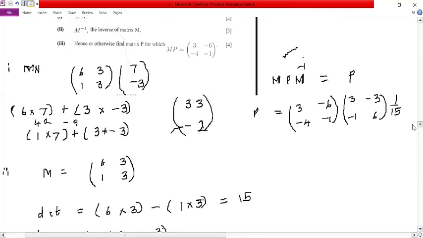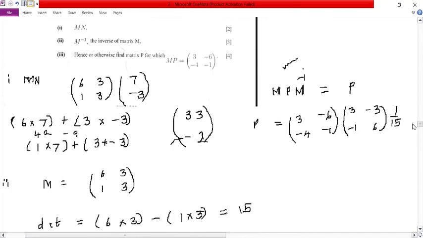Okay, so next, what we simply need to do here is multiply, saying row times column. So we're going to start by saying 3 times 3 plus minus 6 times minus 1. Then we go to the next one. We say 3 times minus 3 plus minus 6 times 6.